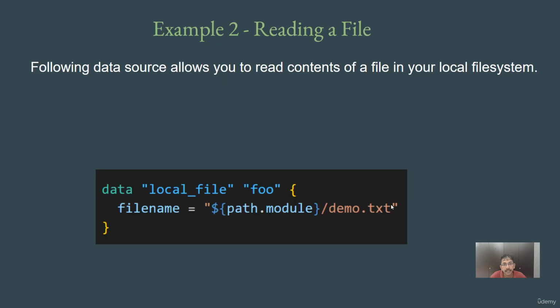Now comes example number 2, which every one of us can practice. This is a simple example which allows you to read a file. So again, we are using a data block here of local_file, and here we have to specify a file name, and in this case the file name is demo.txt. So whatever contents are part of this demo.txt file, this data source block will go ahead and read it. That is the only thing that it will do. Let's go ahead and try this out.